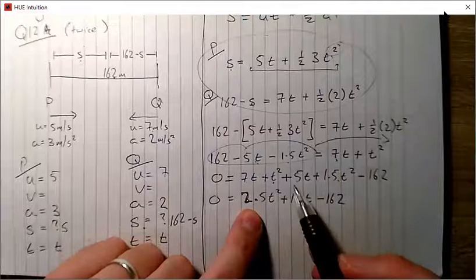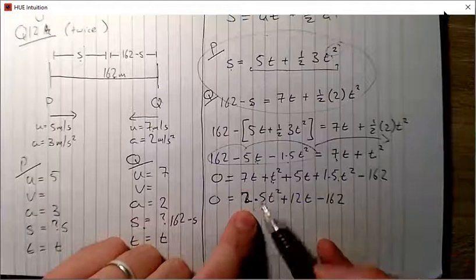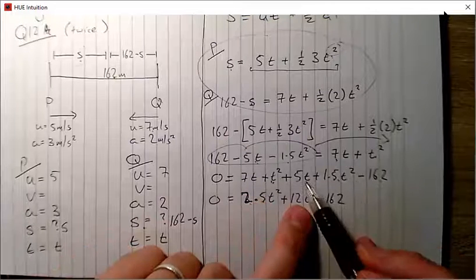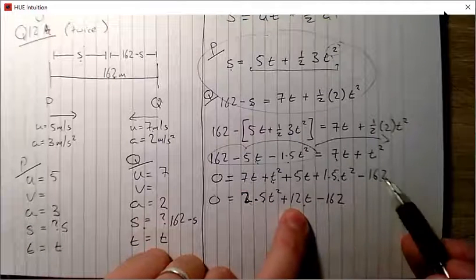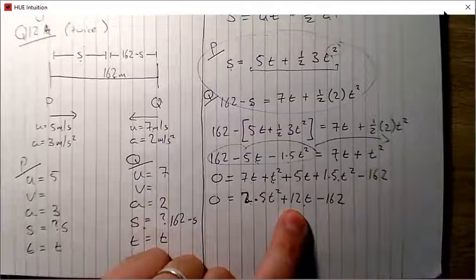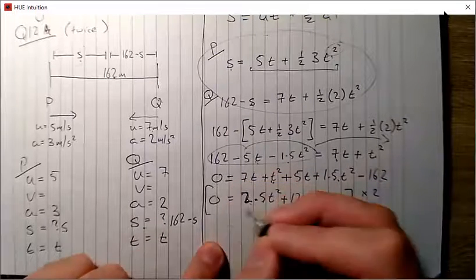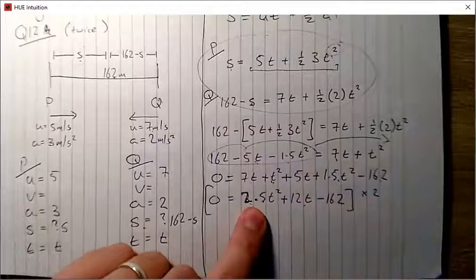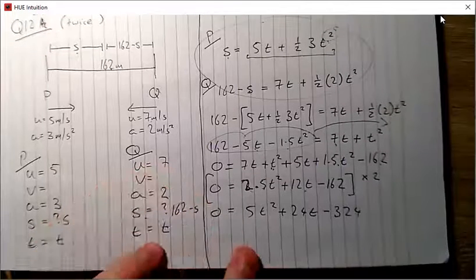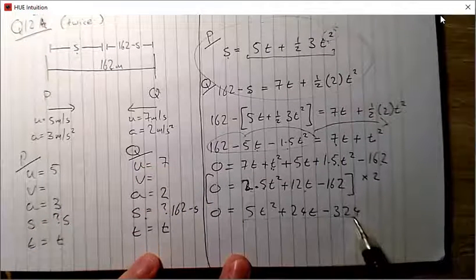All I've done here is said 1.5 plus 1 makes 2.5t squared. 5t and 7t makes 12t, and minus 162 stays as it is. Then I'm going to multiply through by 2 so that I don't have this decimal, just because it's a bit untidy. Okay, so here's our quadratic in t. Bit of a mess. We need to solve that using minus b.